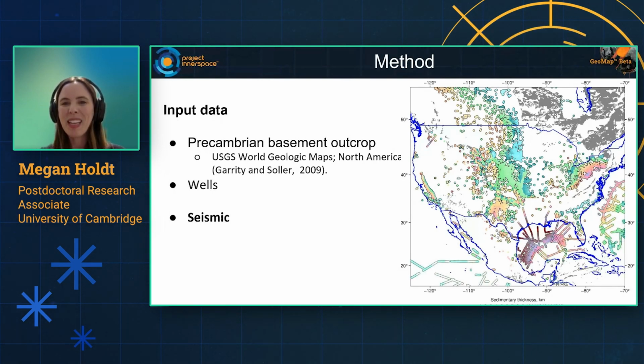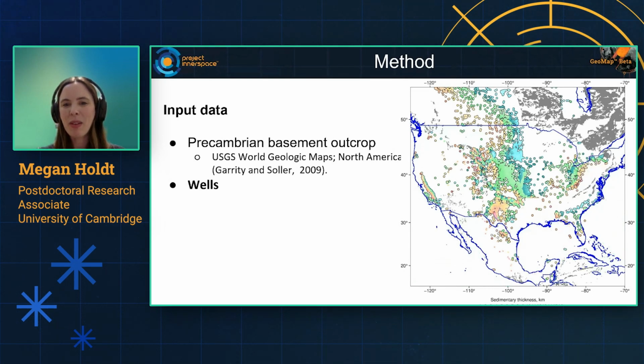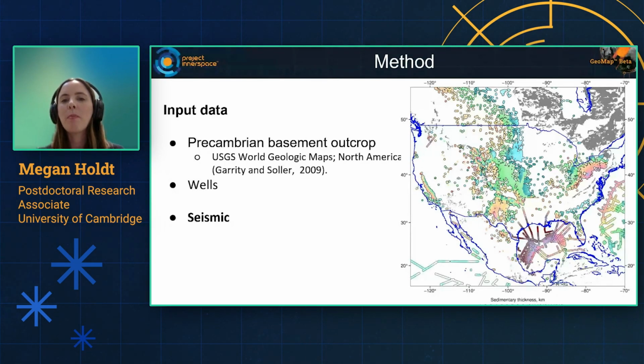If we go to the next slide, and flick between seismic and wells a few times, we can see where the seismic and wells are. You can see that in areas where the sediment is particularly thick, we have seismic to constrain the total sedimentary thickness. That's in the onshore Gulf of Mexico and also in the Appalachian Basin as two key areas.